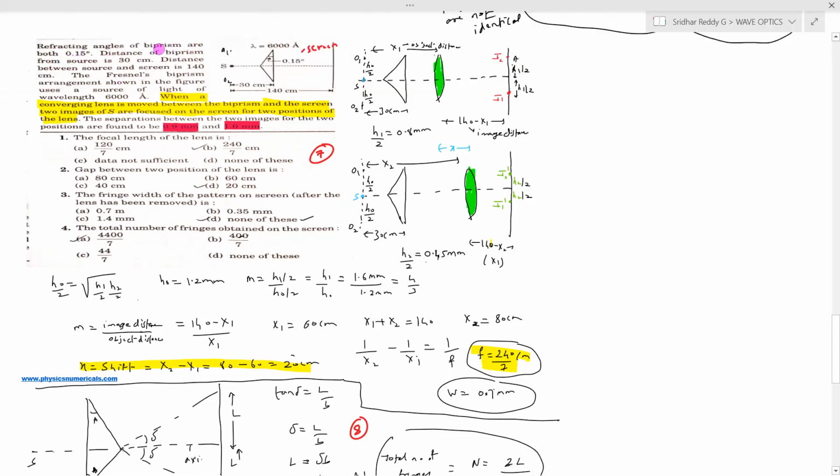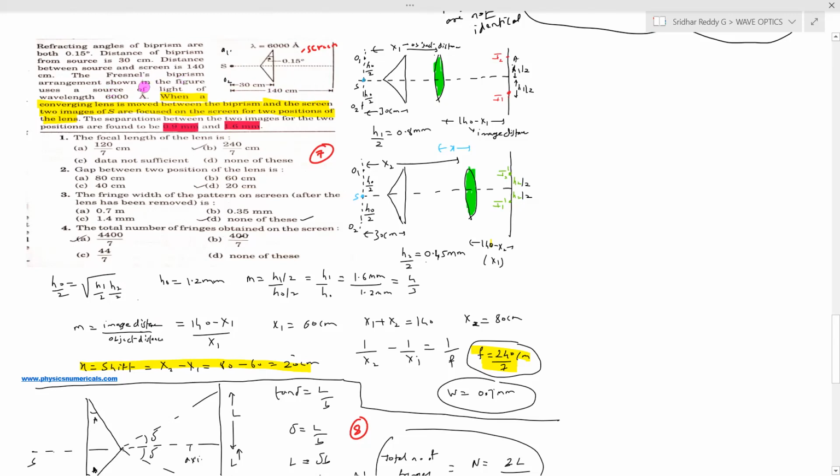The refracting angles of a biprism are both 0.15 degree. Biprism, there are two prisms. And what is the refracting angle? 0.15 degrees. The angle of the prism is called the refracting angle here. The distance of the biprism from the source is 30 centimeter. This is the source, and this distance is 30 centimeter. Then the distance between the source and the screen is 140 centimeter.